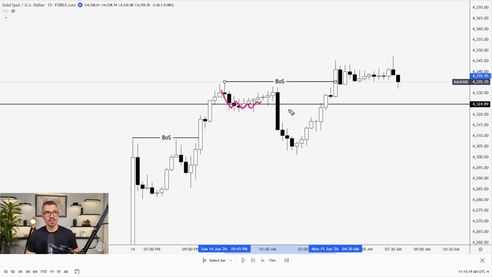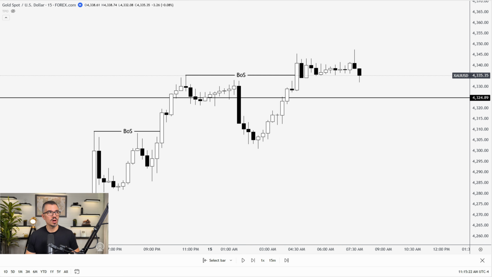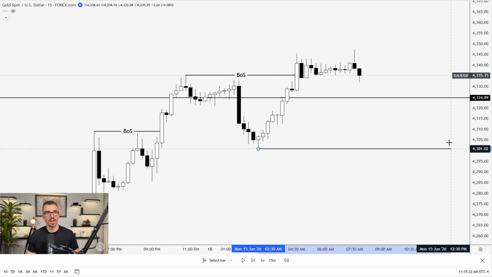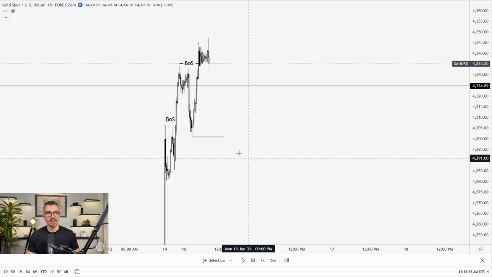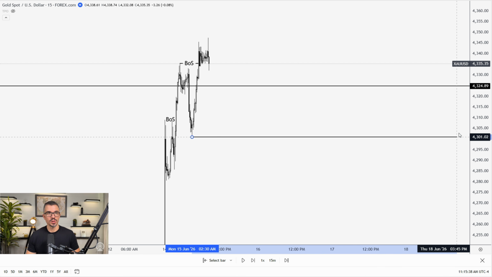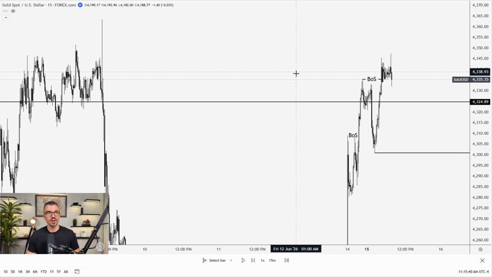Okay, so at the moment that we have this, what we can do is call this level over here our protected low. So if we then turn on the magnet tool here, snap it right to this low and drag this over. Now I'm gonna drag this way over because we know that this takes days to play out. So we're gonna drag this way over here. Now, here is the key.